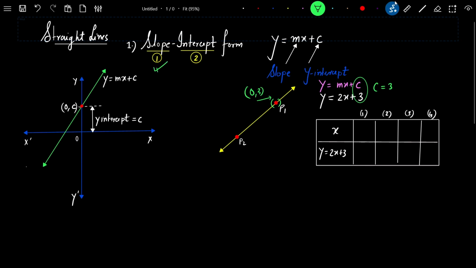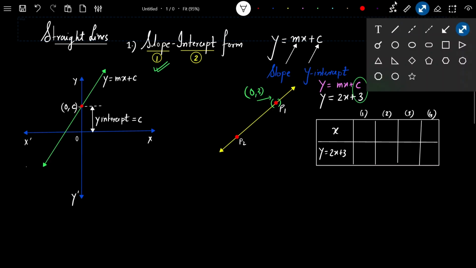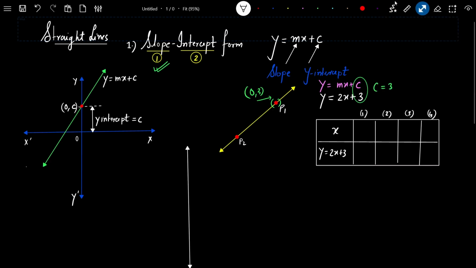That's where the slope comes into the picture. Let's see that very quickly. Let's draw a Cartesian coordinate system and name it: x dash o x, y o y dash, and we are trying to plot y equal to 2x plus 3. We first find where the point 3 is. That's the point 3, so the coordinate of this point would be (0, 3). Let's say this is our P1. Now we want to find out where P2 is.